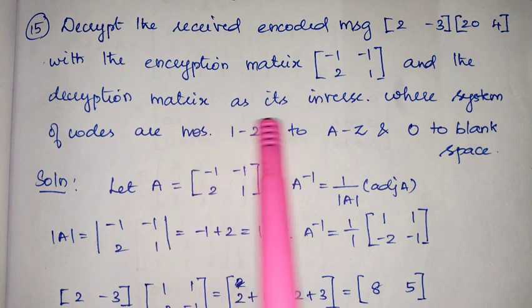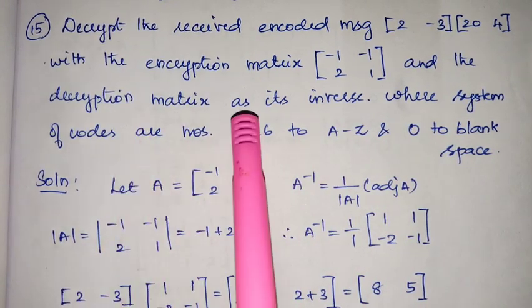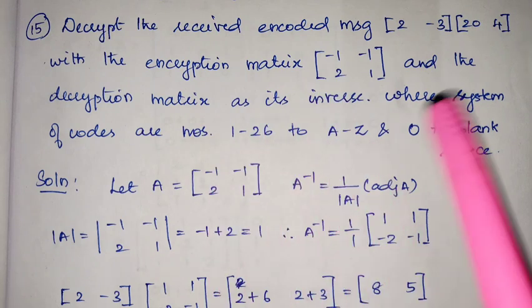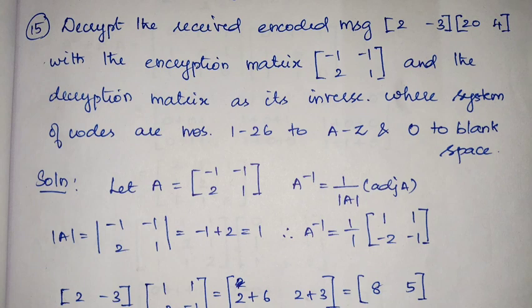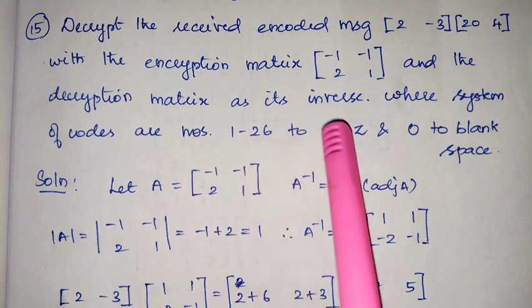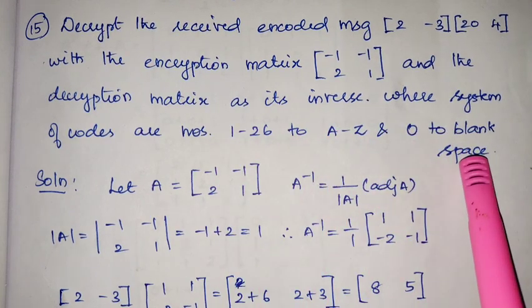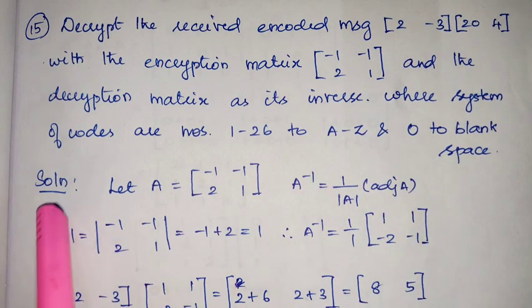And they have given one more piece of information on the codes, that is, how to convert the messages. The numbers 1 to 26 we will take as A to Z. So the matrix is a collection of numbers from 1 to 26, and we have to make it A to Z, and 0 means blank space. I will explain this a little later, at the end of the problem. Now coming to the solution.